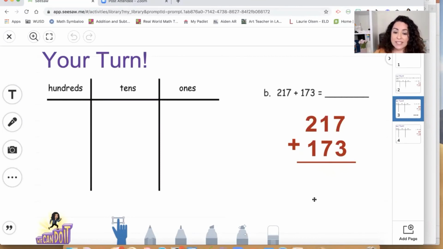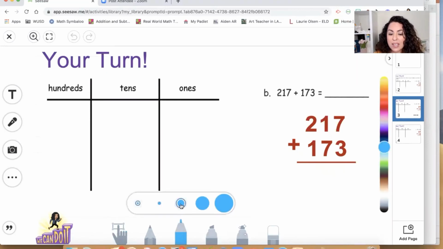So if you have Seesaw and you have your Seesaw tools, remember you can go ahead and use your marker, and I like to use this size right here in the middle, and we're gonna make 217. So let's go ahead and make 200, 10, and 7 ones. 1, 2, 3, 4, 5, 6, and 7.